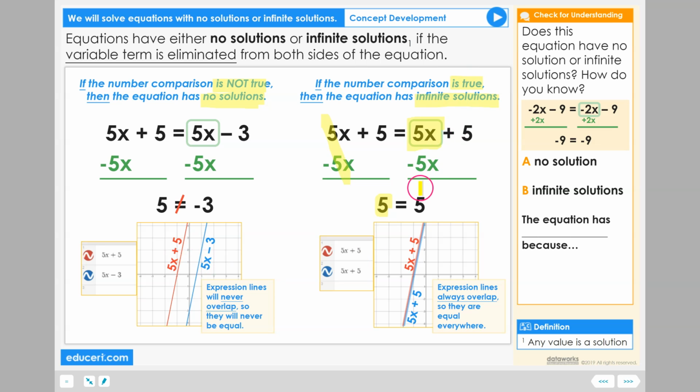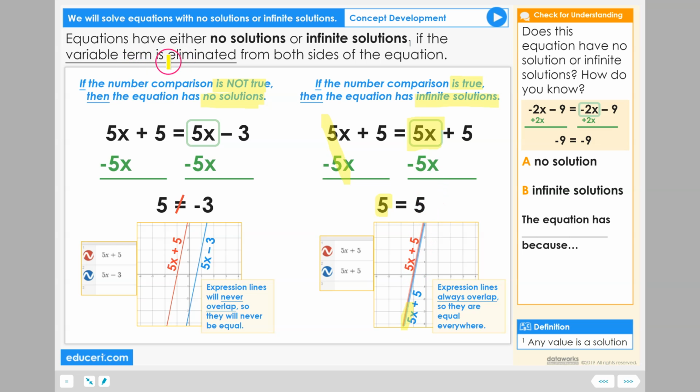Over here on the other example, 5x plus 5, 5x plus 5, these two lines are always crossing. They actually are right on top of each other, and that means that they overlap everywhere, and that's why any x value will have some point on this line.